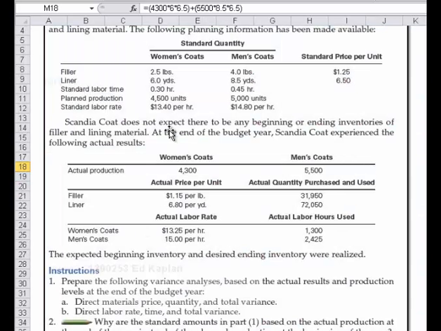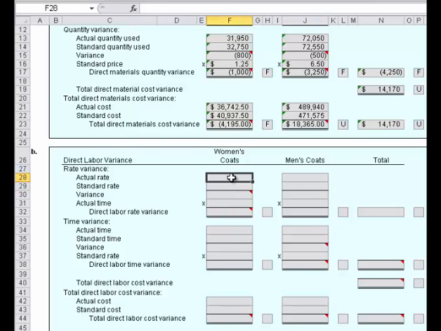they told us that the standard labor rate is $13.40 and $14.80. The actual rate was $13.25 and $15. So let's jot those in. Actual rate $13.25. For men's it was $15. The standard rate, I'll move the mouse out of the way, $13.40, $14.80.